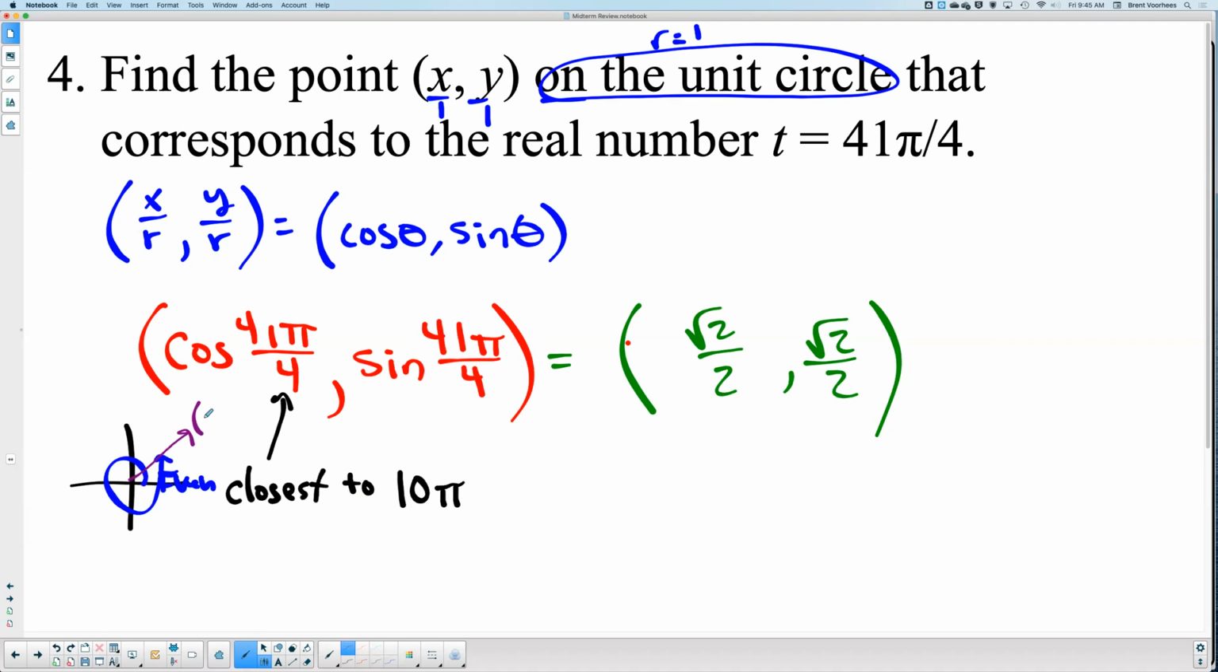We have a positive x, and we have a positive y. So my answer is good. I don't have to do anything to it. I don't have to simplify because it is simplified, square root 2 over 2. And they're both positive. Questions over that topic before I leave it behind?